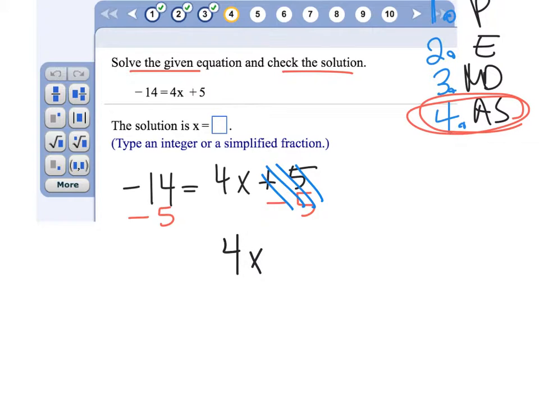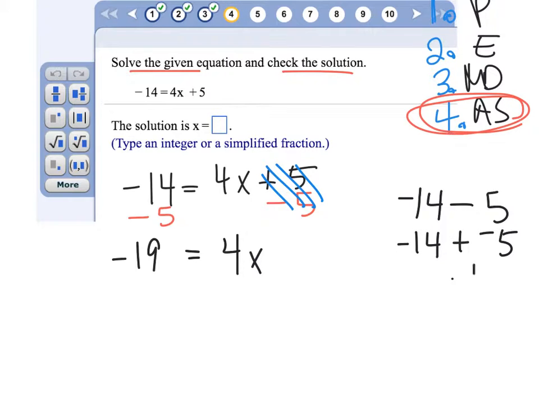So you get 4x is equal to negative 19. That's because on scratch paper, we just did negative 14 minus 5, and negative 14 minus 5 is the same thing as negative 14 plus negative 5. So that's our negative 19. And now that we've taken care of the addition and subtraction, we're climbing the ladder, now we're going to do multiplication and division.